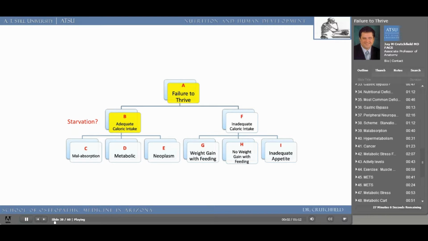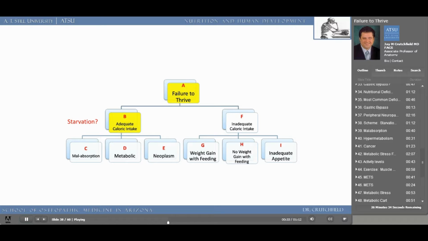So we're back at the scheme. Failure to thrive can result in adequate caloric intake or inadequate caloric intake. What if our patient has the right amount of calories? Let's say Tony has the right amount of calories, but now he's starving. In fact, how do we define starvation? In most of your hospital patients, you're going to define starvation as no glycogen reserves, no fat reserves, and burning protein and losing muscle mass.